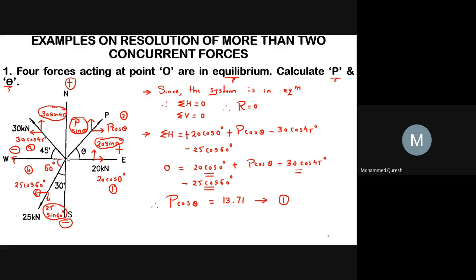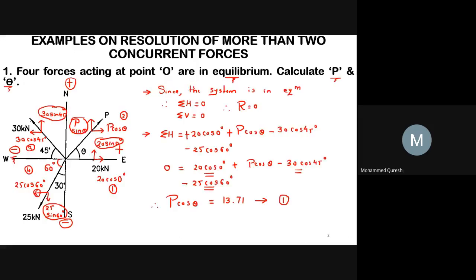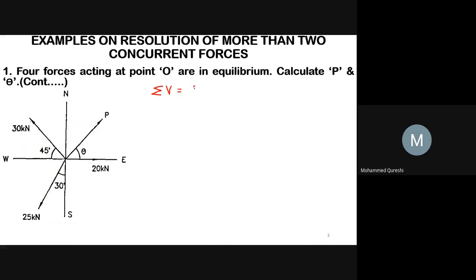Okay, so now we will go for vertical forces. Summation of all the vertical forces equals to, our first case is, in case of the vertical component, 20 sine 0, this component 20 sine 0.